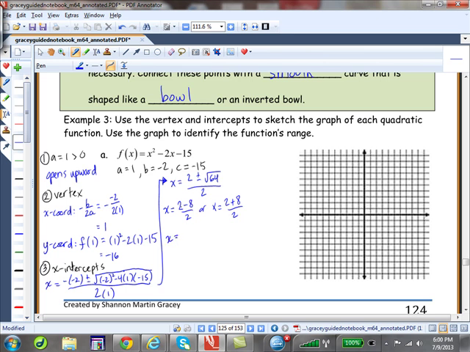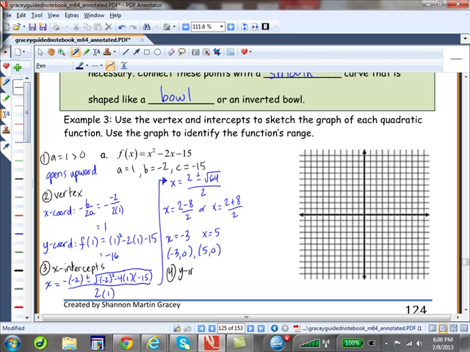So x will be, that would be negative 6 over 2 is negative 3, or x is 5. So our x-intercepts will be at negative 3, 0, and we'll have another one at 5, 0.